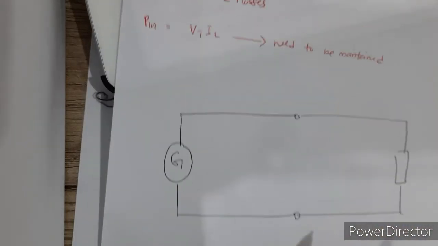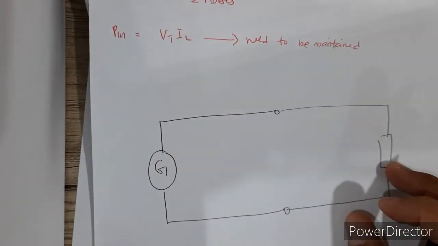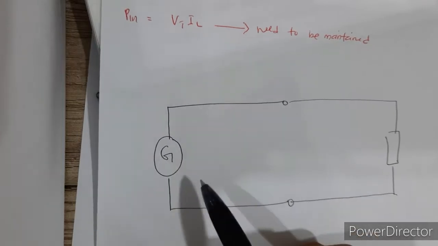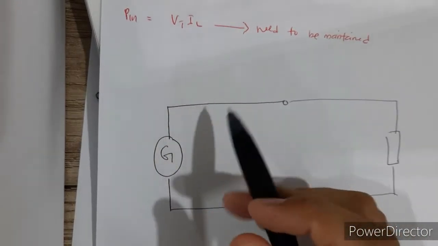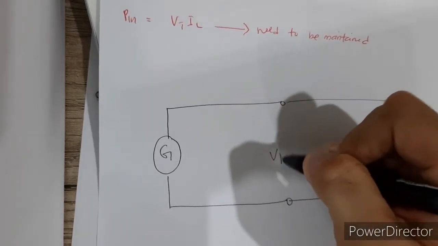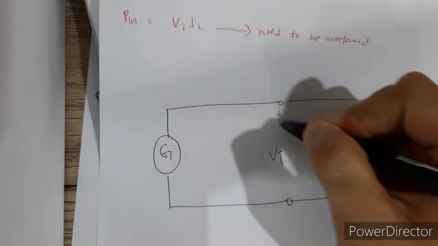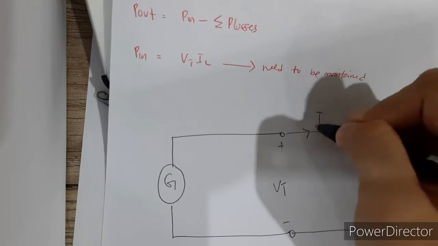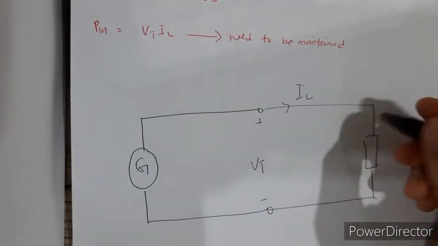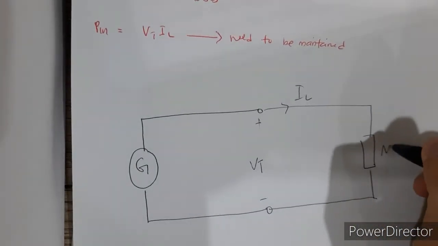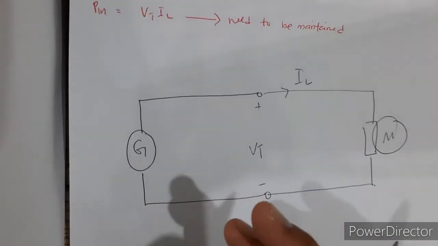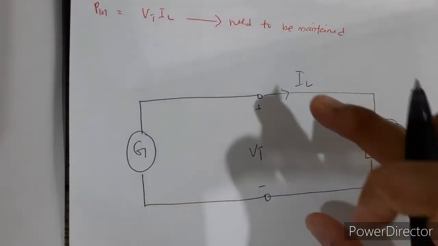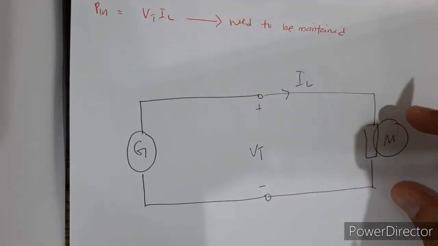Okay, if I can draw the circuit. So for example, this is on the generator side. The generator will generate voltage and current. So this is our VT, our terminal voltage. So this is IL, and then this is the load. For this case we represent it as a motor. So the generator needs to generate the voltage and current that is used by the motor.